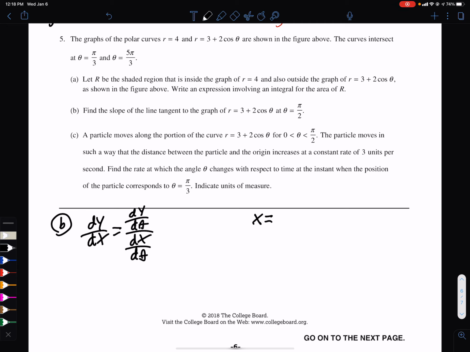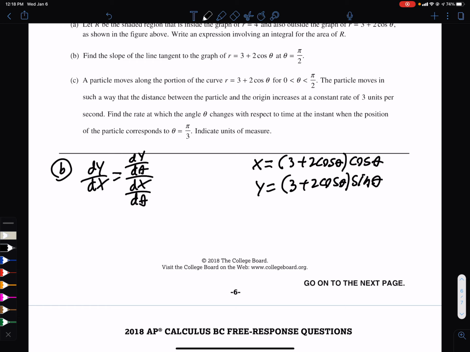So x is r cos theta, and y is r sine theta. When you do this, you have converted a polar form into parametric form, and everything you did with parametric form works with the polar form. So it's kind of nice. Since this is a non-calculator question, I have to show my work. So I need to find the derivative of x with respect to theta. It's a product rule because I'm multiplying two things together. So I leave the first alone.